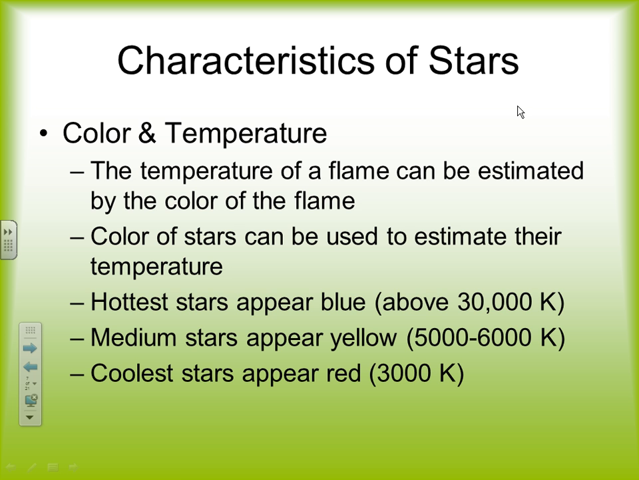Kelvin being an absolute temperature scale that starts at absolute 0 and goes upward, right? Medium stars appear yellow. Those are the stars in the 5,000 to 6,000 Kelvin range. That's still hot enough to melt and vaporize anything here on Earth, but relatively speaking, in relation to other stars, not really that hot. And then our coolest stars have more of a reddish tint to them. They're in the 3,000 Kelvin range. Again, still hot enough to melt and vaporize anything here on Earth, but relatively speaking, not as hot as some of those other stars. Okay?